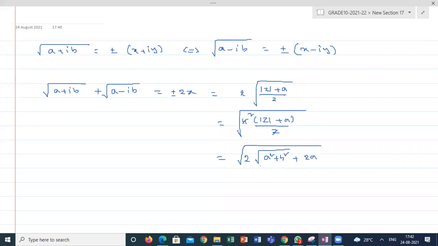Same as if I am taking subtraction, root of a plus ib minus root of a minus ib. What is my answer? 2 root of a square plus b square minus 2a. Or you can write from here, minus will come in place of plus here. Simple. These are the different properties of the square root of complex numbers. I think now I hope I can go for some questions.